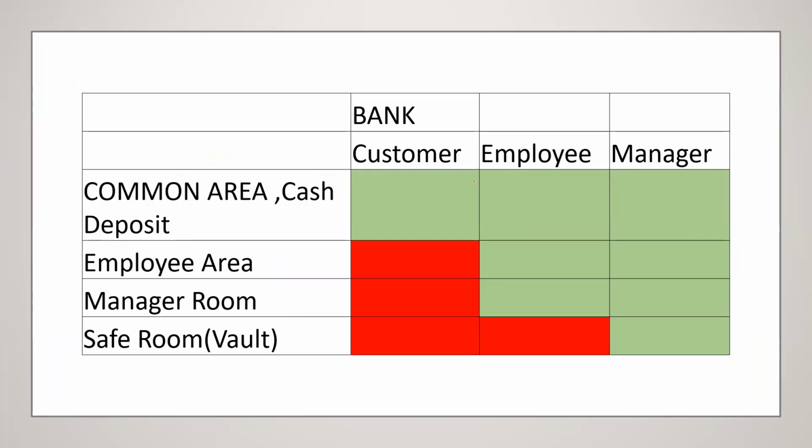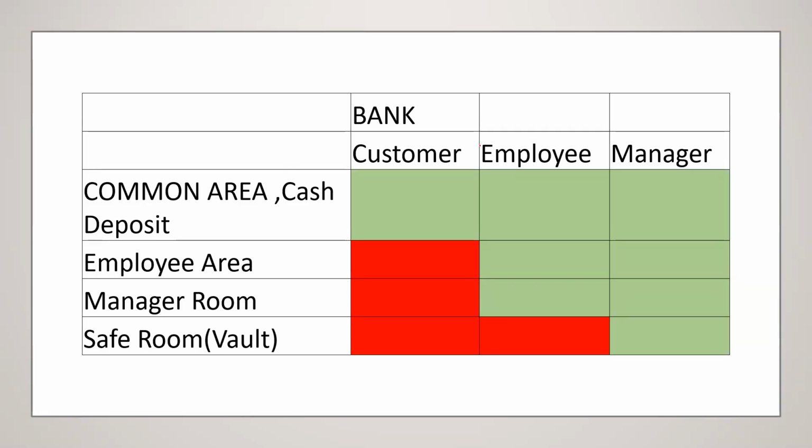Agree or not? But he cannot see the employee area, manager room, or safe room, the vault. He cannot go there directly and take a safe deposit or money, right? That's a crime. So for that, the bank has differentiated the access.